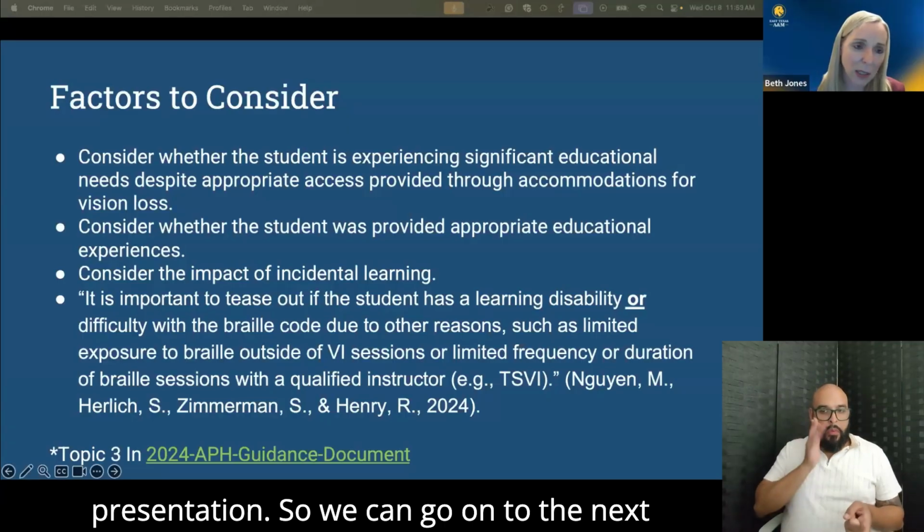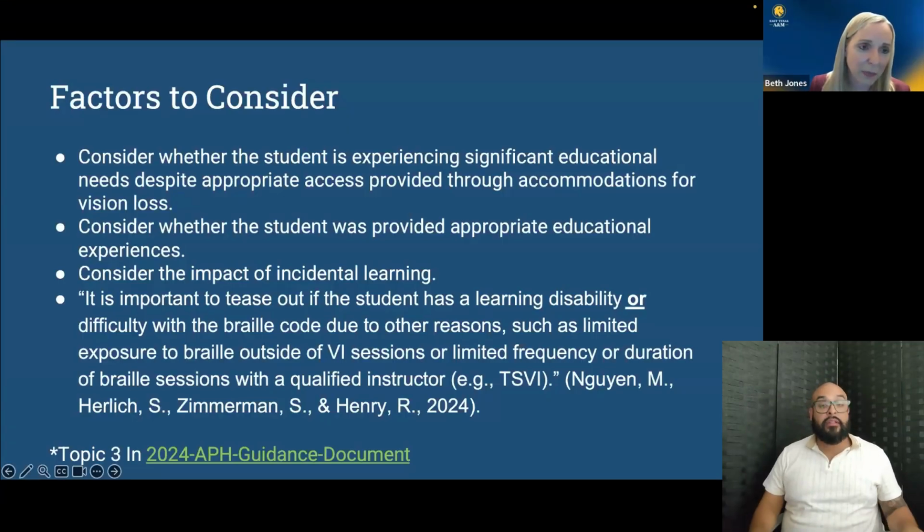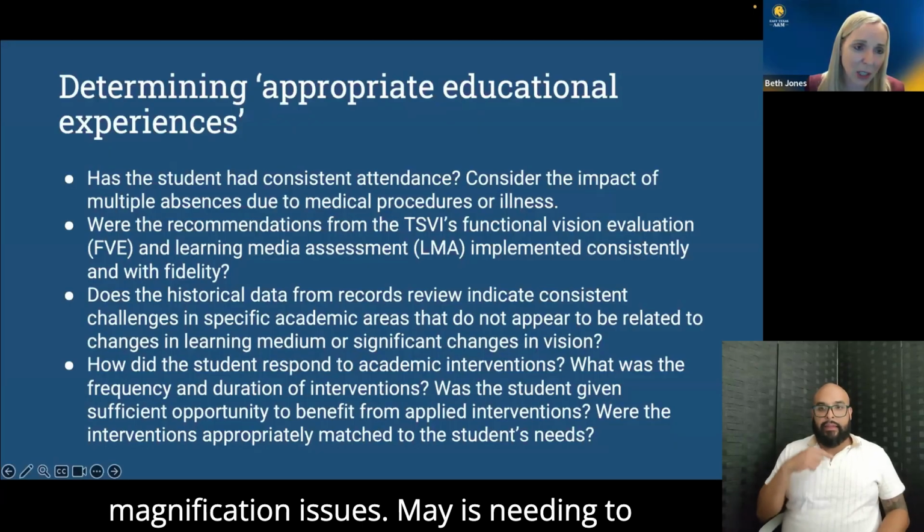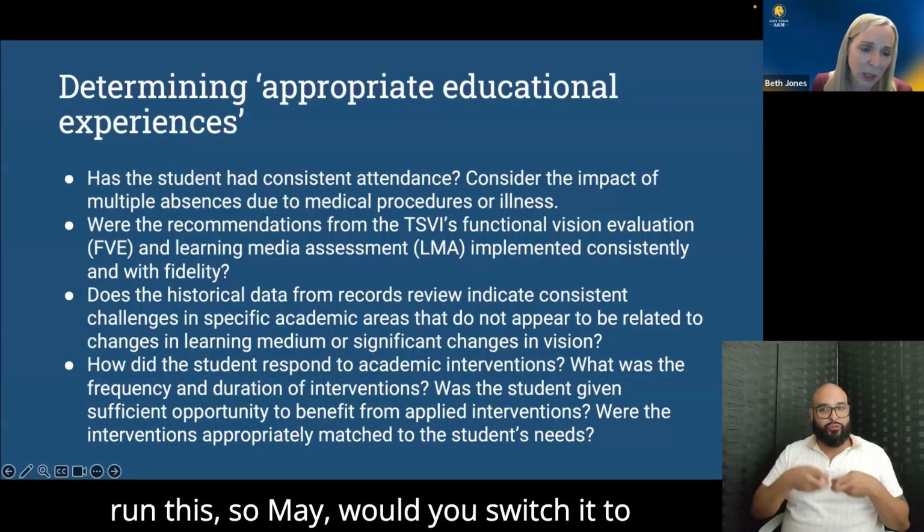So we can go on to the next slide, please. And I'm sorry, I'm having to tell them when to change slides because of my magnification issues. May is needing to run this. So May, would you switch it to the next slide, please?